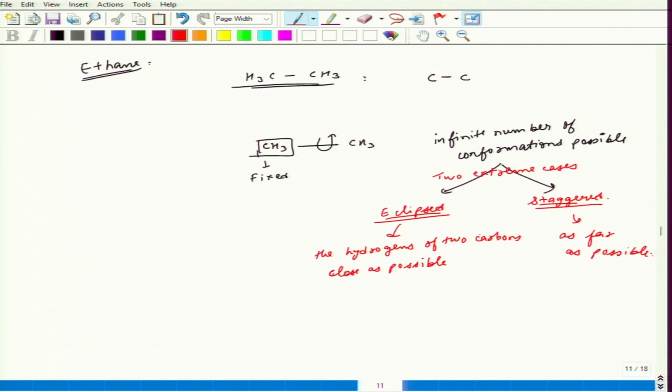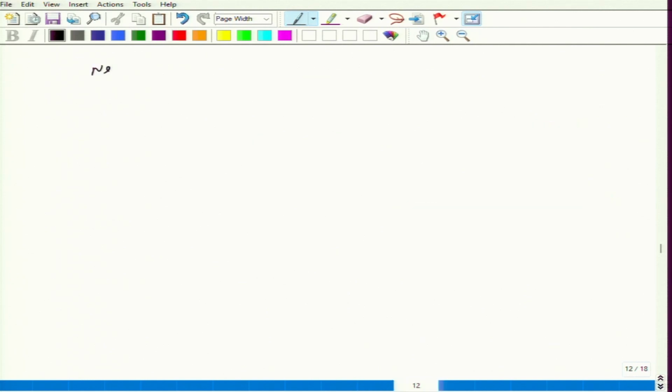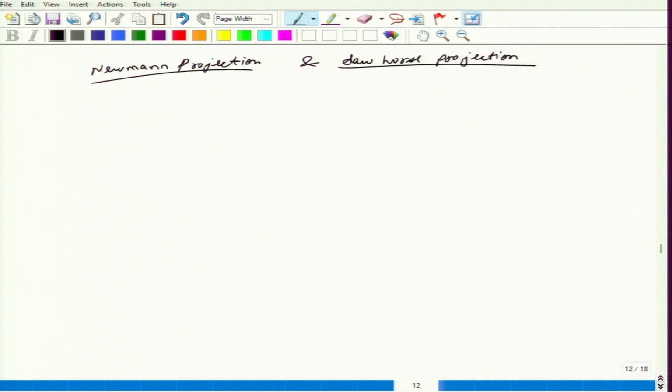Okay. So, let us discuss this and how we can represent this in a 2D plane. There are two projections, the Newman projection and the Sawhorse projection. These are the two projections by which we can project the alkane molecules into the eclipsed and staggered conformations.